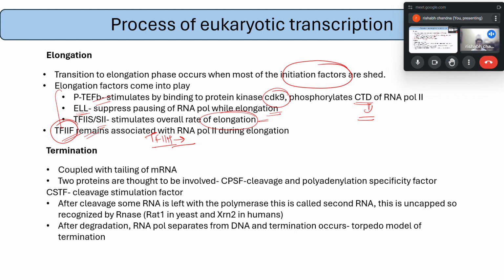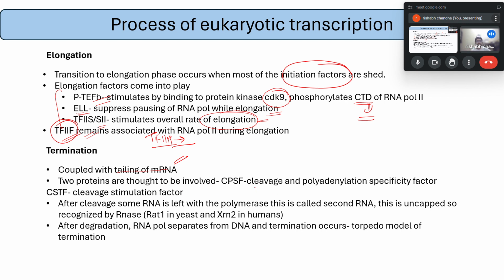Then comes the termination process. So the complete termination process of eukaryotic transcription is based upon the models that are given. The actual model is not fully understood yet, that is, how it is done in the eukaryotic system, but this is the model that is well accepted now, and it is coupled with the tailing of the mRNA. When we have to tail the mRNA, that is the endpoint of the mRNA. So this is coupled with the tailing of the mRNA.